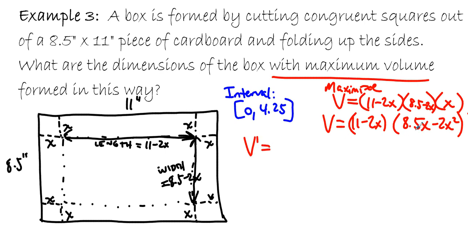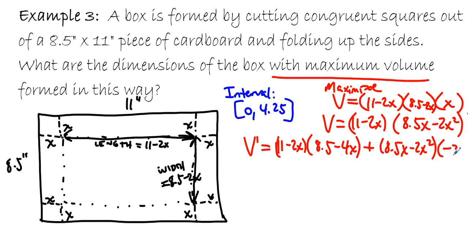This is a product, so how do we take the derivative of a product? First times derivative second plus second times derivative first. And then we would set that equal to 0. Well, how do we set that equal to 0? Well, we take our calculator, put this into y1, and we figure out where the zeros are. And if we do that, then x turns out to be 1.585.